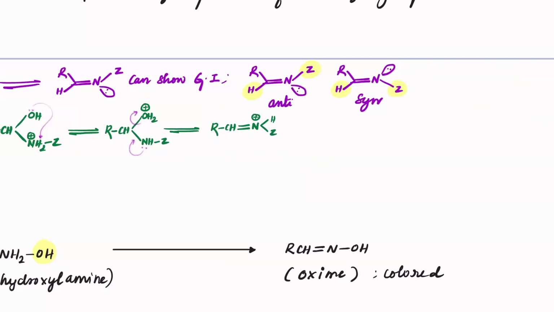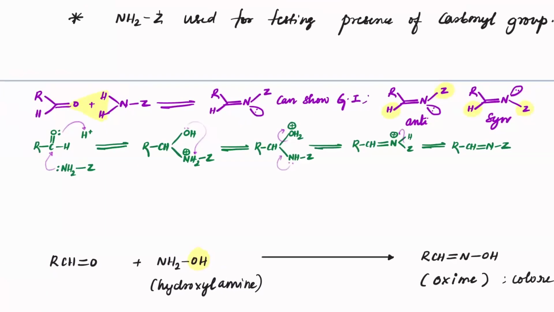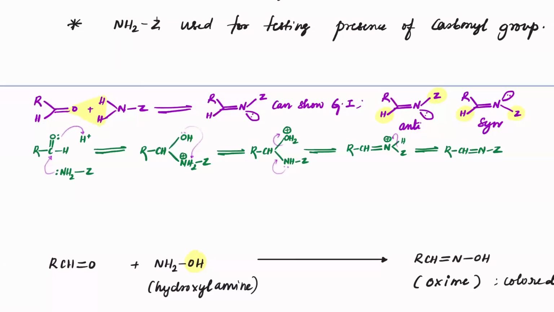Removing that hydrogen from there converts that into RCH double bond N and Z. This is the final product form. Please check the mechanism, everybody, how it is happening. It is happening through an addition reaction first, and after addition, it is undergoing an elimination. So addition followed by elimination. This is the overall reaction. Clear?